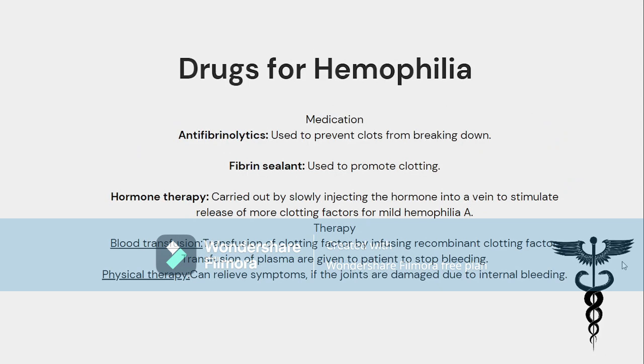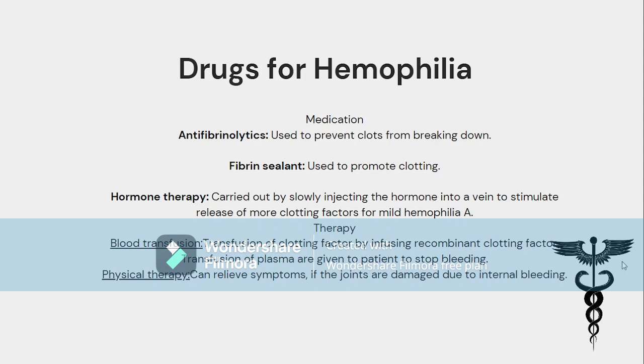Next is the extended half-life factor concentrates. These are newer versions of clotting factor concentrates. They last longer in the body, so fewer doses are needed. Nonacog beta pegol, or N9-GP, is a long-acting factor 9 product for hemophilia B. It also requires fewer doses.